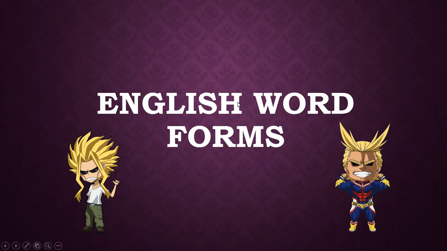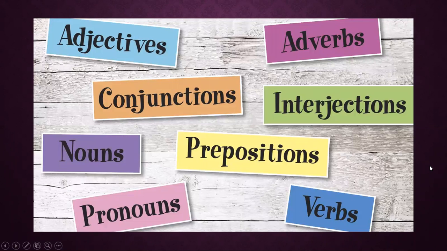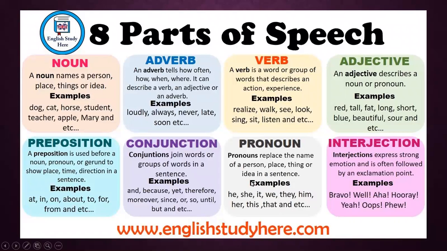So, like you guys already saw, we're talking about English word forms. First, we must identify these next words. All right. So, what are these? I'll give you some time to pause the video and answer if you want to. So, we have all of these eight different types of words: adjectives, conjunctions, interjections, prepositions, etc. Some of you might have already identified them and given a positive answer. So, here we go. These are parts of speech, right?